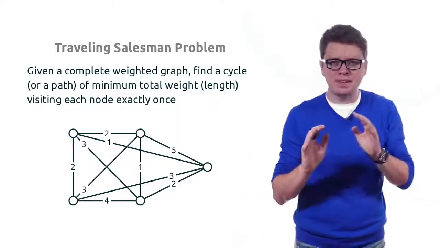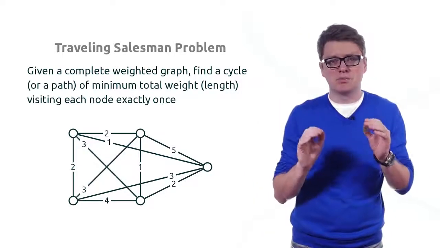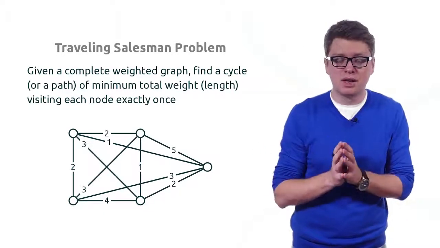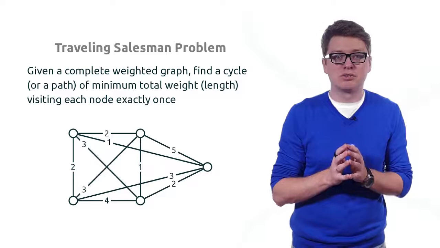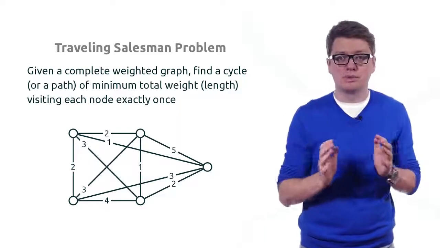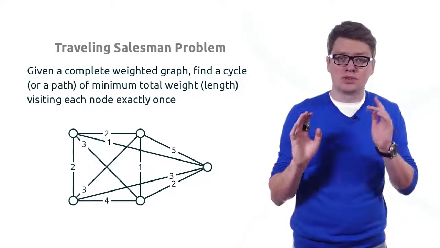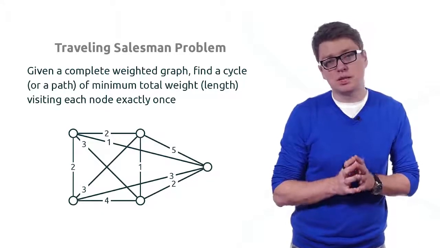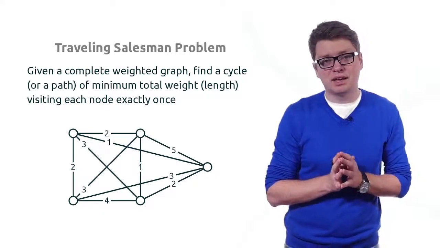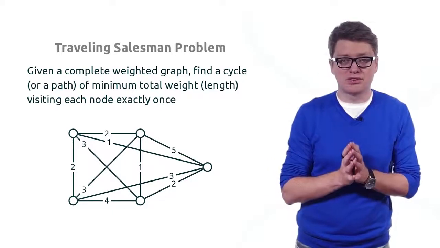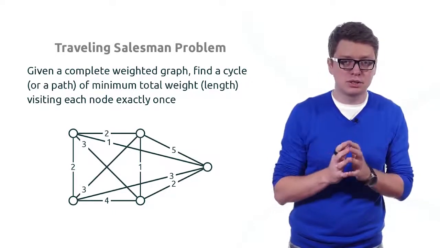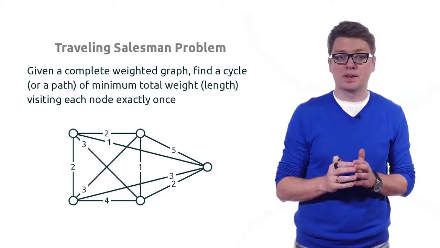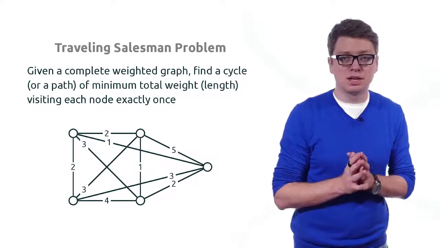Okay, now let's focus on this small example. In this case, we have a complete undirected weighted graph on 5 nodes. And we're looking for a cycle that visits every node exactly once. If you try to find such a cycle in this graph manually, you will notice quickly that even for this small example, it is not so easy. So let's consider a few such cycles.